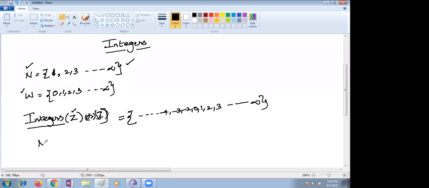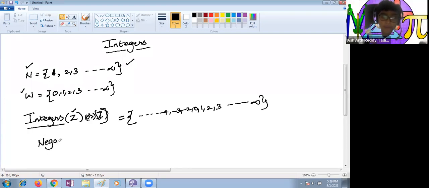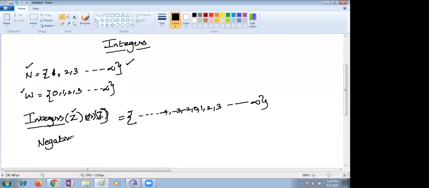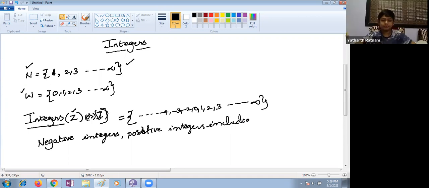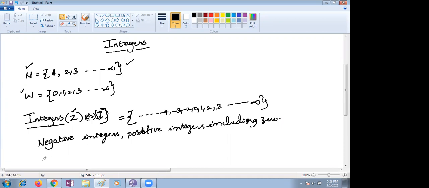0 is neither a positive integer nor a negative integer. Integers include negative integers and positive integers, including 0. No need of writing much. I said the letter Z.